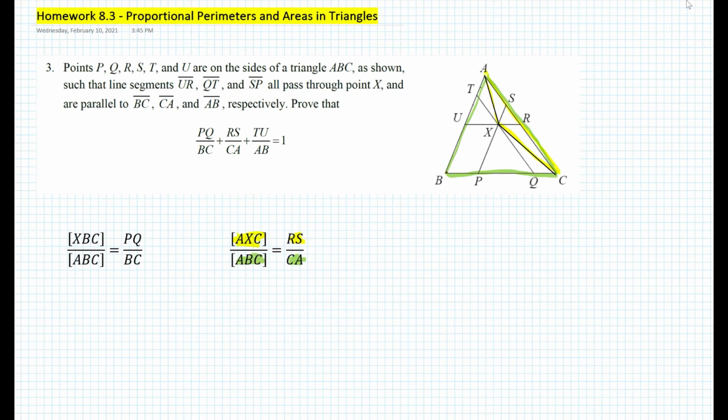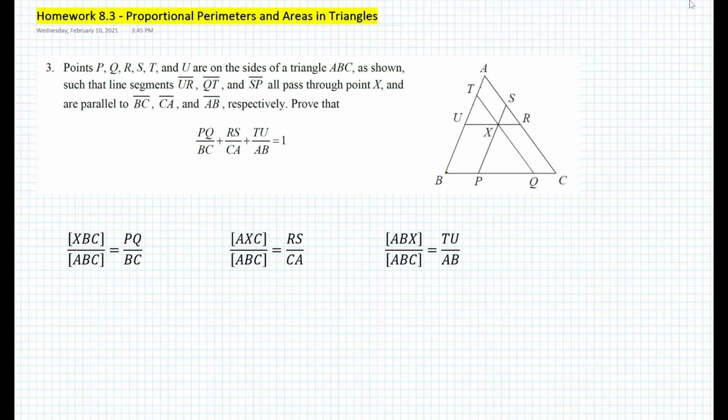Now we can switch focus to the other set of triangles. Let's look at triangle AXB and triangle ABC. Again, we arrive at the same conclusion: the area of triangle ABX over the area of triangle ABC is simply TU over AB. And again, these are the highlighted pieces. Okay, so now that we have these three equations, how do we use this information?